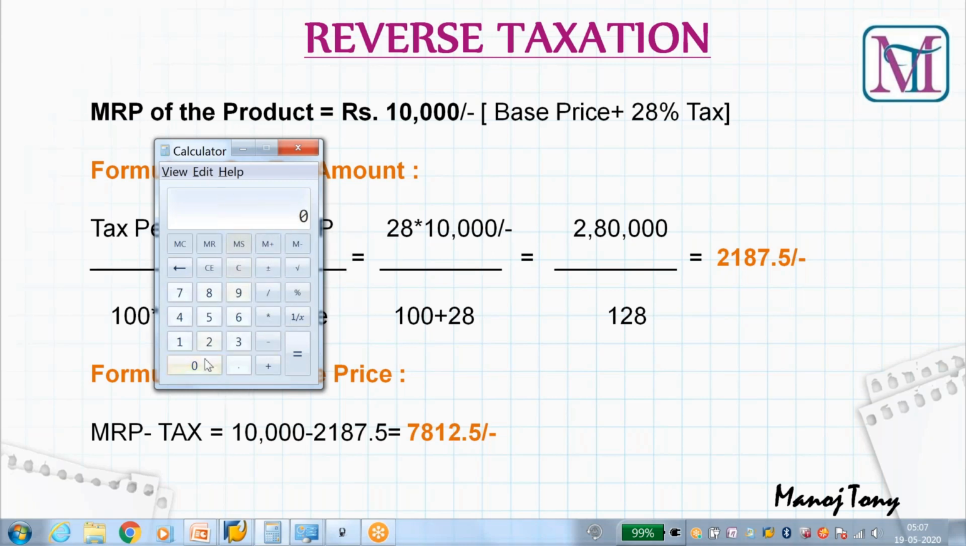Then guys, at the same time you have to check whether your tax calculation is correct or not. This is base value. So your tax amount is 28% of your base amount, that is 7812.5. So I'll divide by 100, I'll get the 1%, that would be 78.125 into 28. Then it should be your tax amount, that is 2187.5. So finally we are getting the correct calculation. Your base price plus tax equal to 10,000 and we are getting 28% from base value.